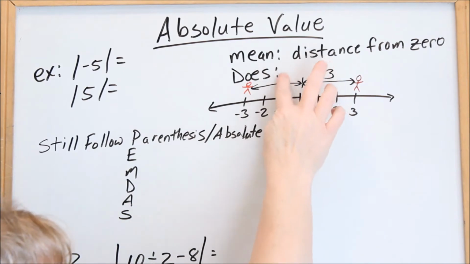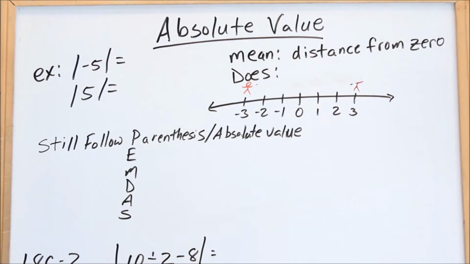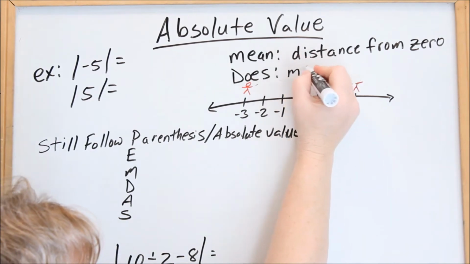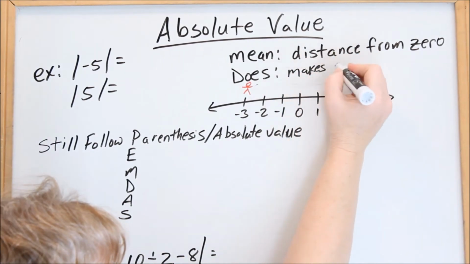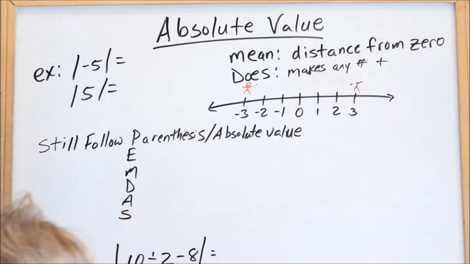But what does absolute value do? What it does is it makes anything positive. It makes any number positive. So there you go. What does it do? It makes any number positive because since it's distance from 0, distance is positive.